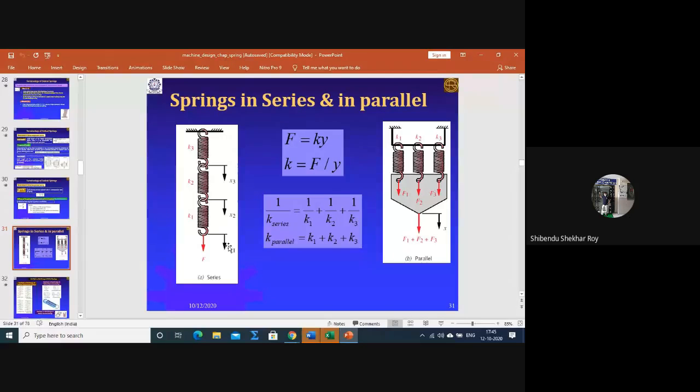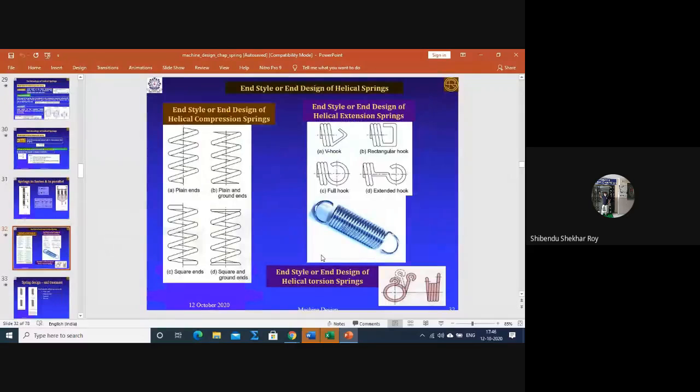We have also explained that when springs are connected in series, the equivalent stiffness K series is related by 1/K series = 1/K1 + 1/K2 + 1/K3. But if the springs are connected in parallel, then the equivalent spring stiffness K parallel = K1 + K2 + K3.